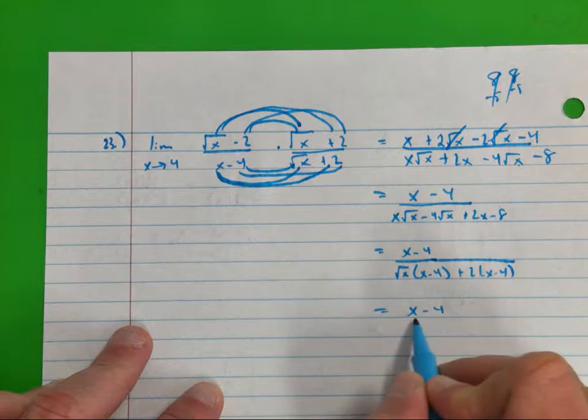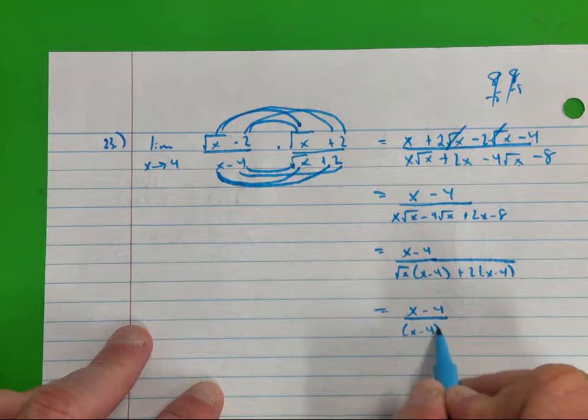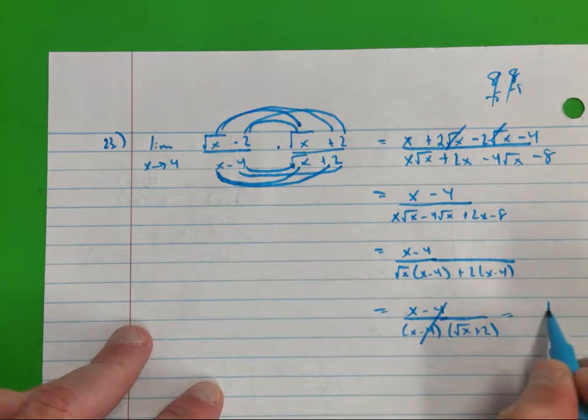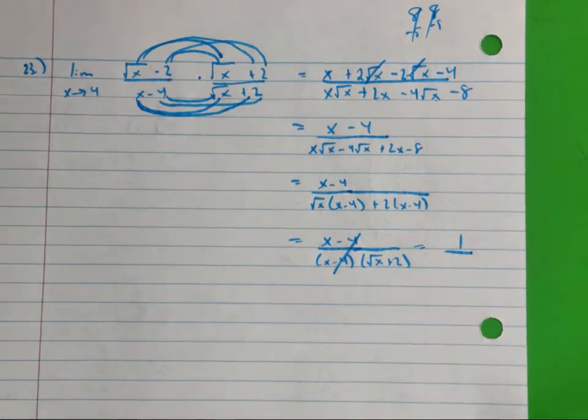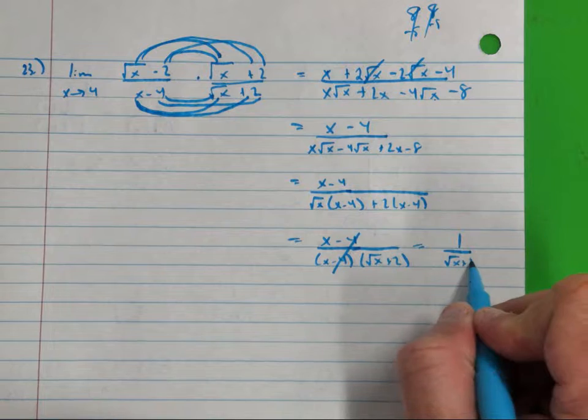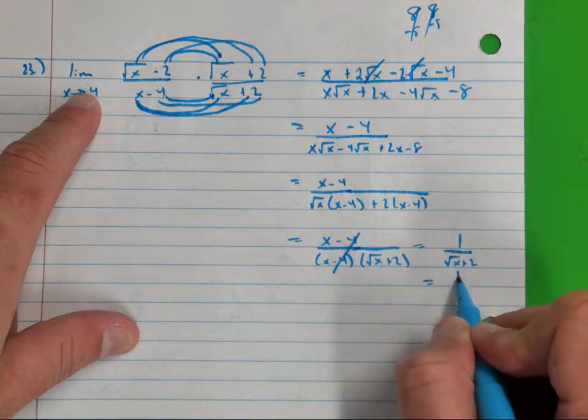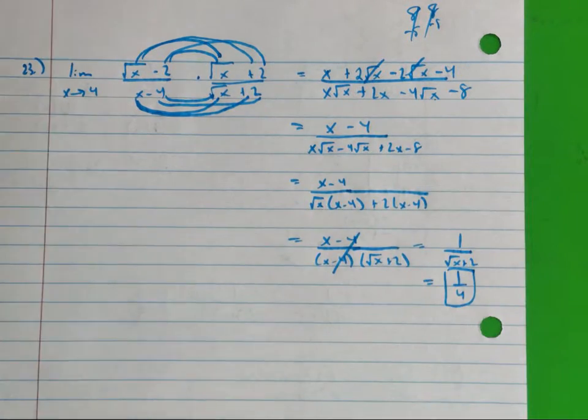So I'm left with x minus 4 over x minus 4 and square root of x plus 2. These cancel out, leaving me 1 over square root of x plus 2. One last shot. Plug 4 in. Square root of 4 is 2. 2 plus 2 is 4. That is good. So my limit is 1/4. As this monstrous function approaches 4 from the left and the right, it's approaching the value of 1/4.